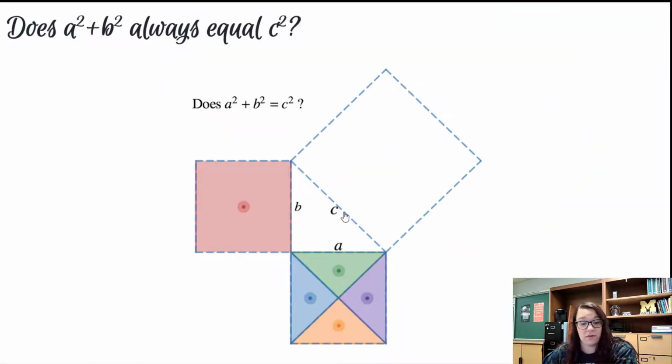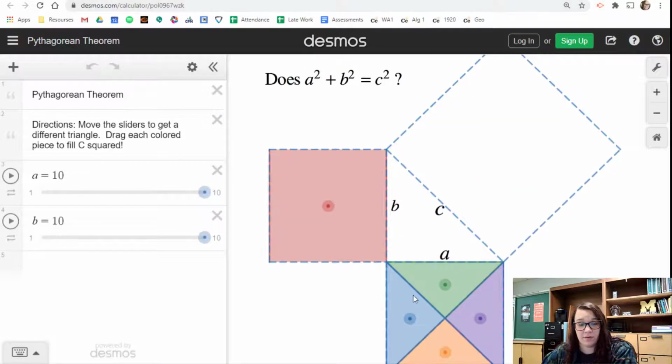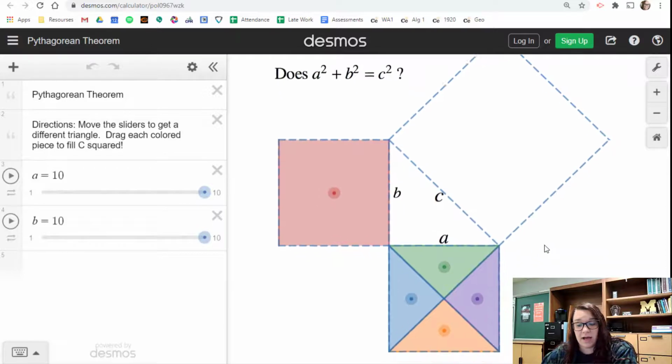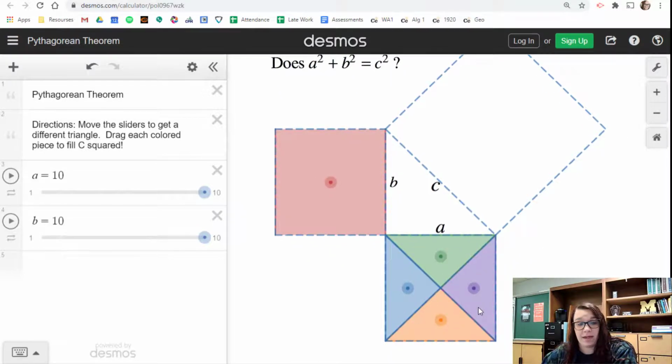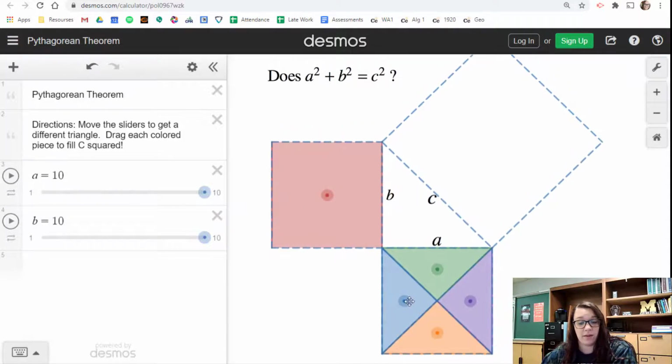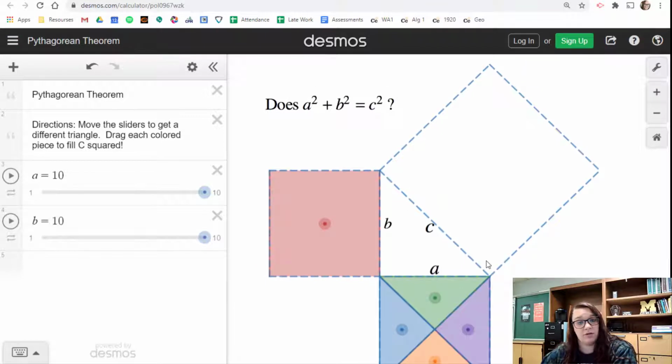All right, let's see if we can get this to work. If we click it, it'll open up for us a Desmos activity. Let's check that out together. So we've got a square down here that is a by a, therefore a squared, and a square here that is b by b, therefore b squared. On the outside, these two are a squared plus b squared. Over here, you've got a right triangle made by c, so this box would be c squared. Now, if I could fit these pieces, which they move, into this box perfectly, then it would prove that the area of these two equal the other.